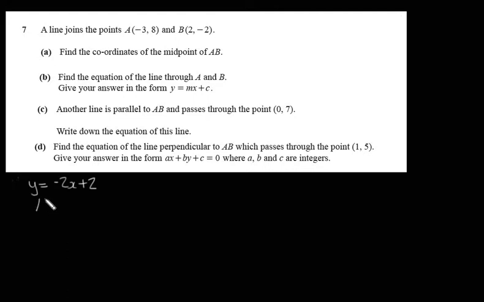So a line parallel to AB passes through point (0, 7). First we need to find the slope of this parallel line. Now the slope of a parallel line is the same as the slope of the given line. It does not change. Hence we get the equation y is equal to minus 2x plus c. The slope remains the same.